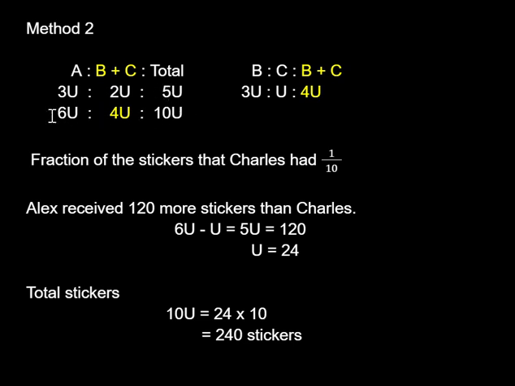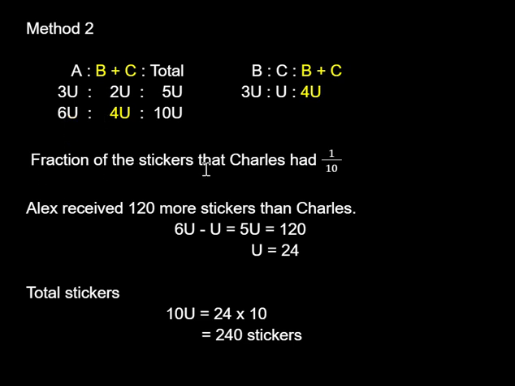You ignore the second row first. Second, we know that B is 3 times C. So if B is 3U, C is U, and the total of B plus C is 4U. You notice that this is B plus C, and this is B plus C. Since B plus C remains unchanged, you can make these two equal. So simply multiply this whole row by 2. So 3 times 2 is 6, 2 times 2 is 4, 5 times 2 is 10. Now you have 4U and 4U the same, which means these two ratios are the same.